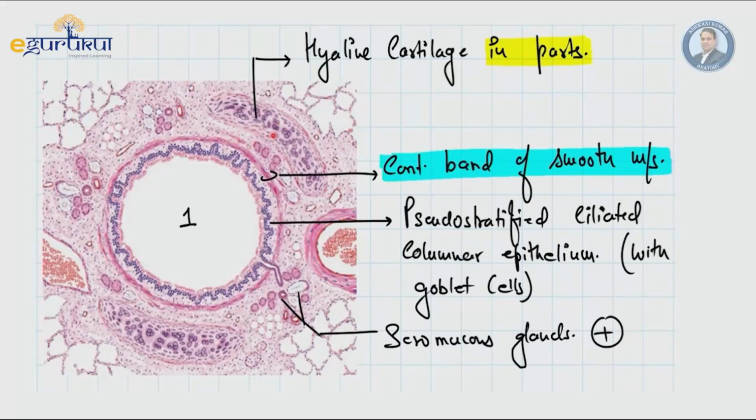You will see it present in 2 pieces, 3 or maybe more. That is in the intrapulmonary bronchus. No trachealis muscle here. Now you will see inside this cartilaginous part or hyaline cartilage region, you have a continuous band of smooth muscle which is present around here.